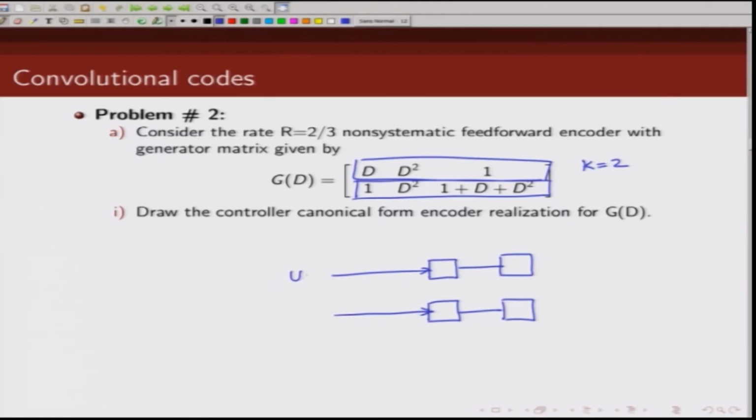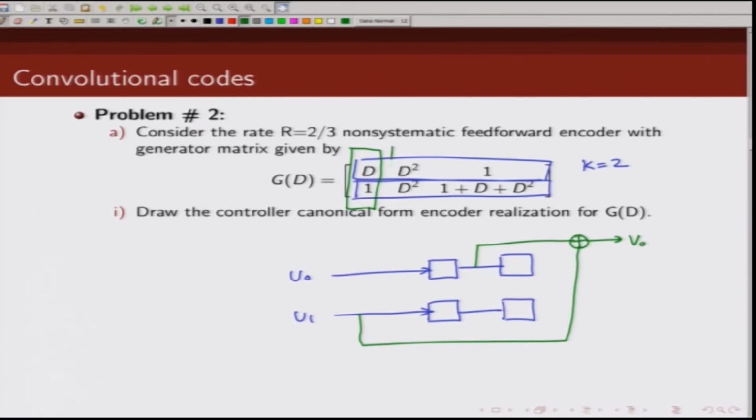Let us call them U0 and U1. Now, there are 3 outputs. So, the outputs are, this is one output, D times the first input and 1 times U1. So, D times the first input is this, and 1 times the second input. So, that is this. So, this is your first coded bit. Let us call it V0.